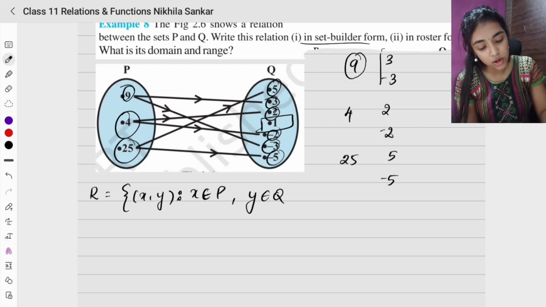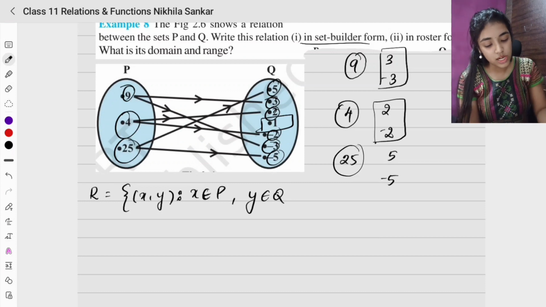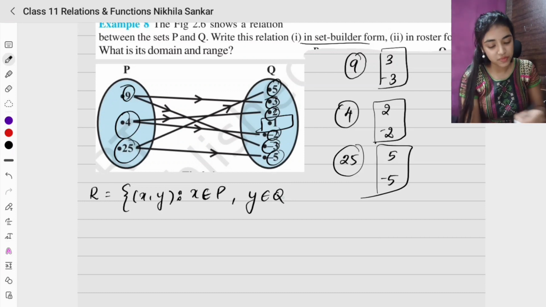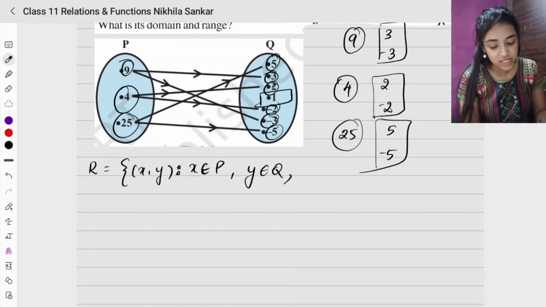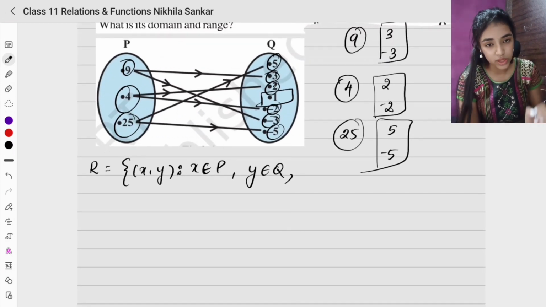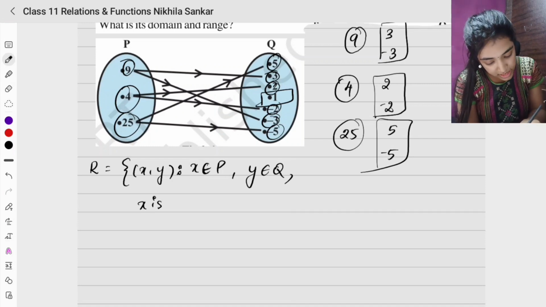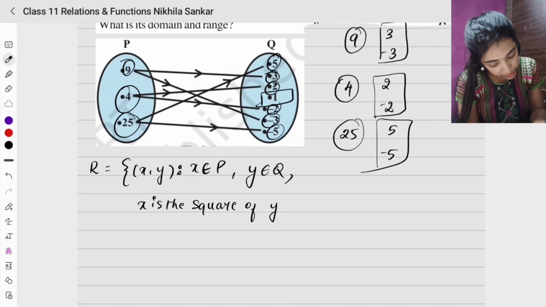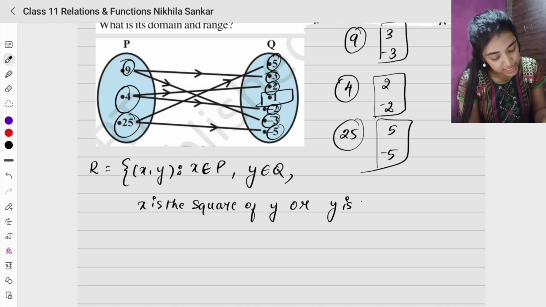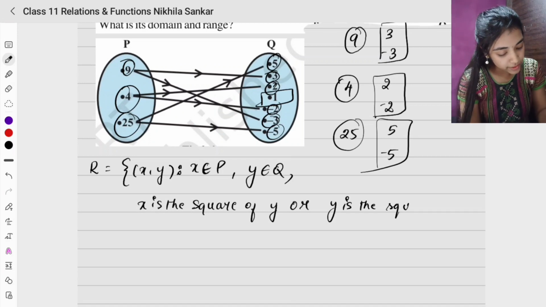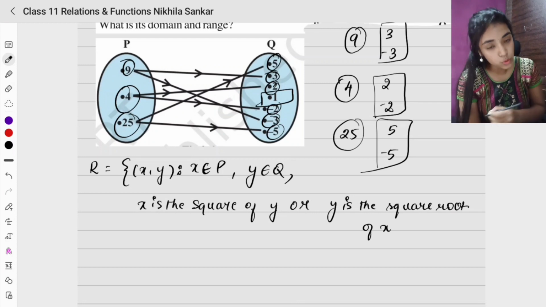9 is the square of 3 and minus 3. 4 is the square of 2, minus 2. 25 is the square of 5, minus 5. Correct? So how do I write this relation? x, y such that x belongs to P and y belongs to Q. And what is the relation between x and y? I see that x is the square of y. Or how else can you write this? Or y is the square root of x. You have two ways of writing this.